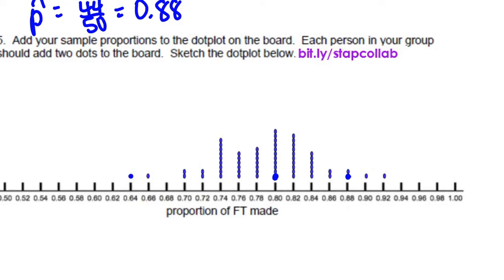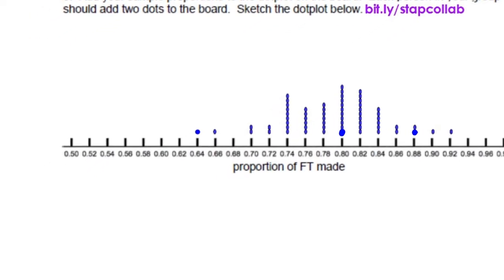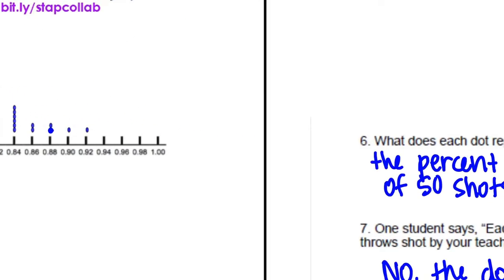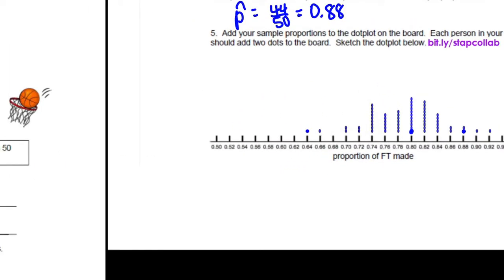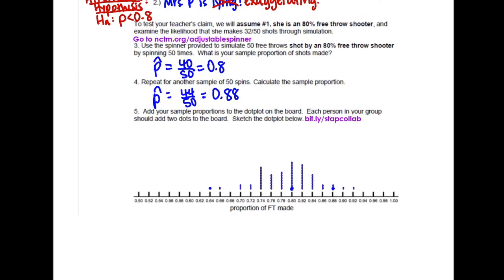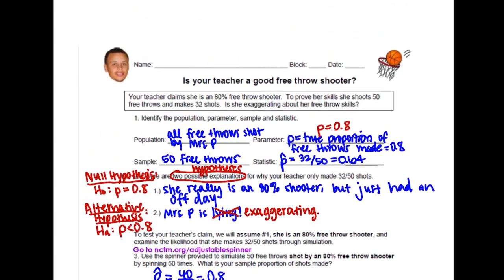And remember, this is what 80% free throw shooters do. I didn't actually make 88%. That was the spinner that got 88% of our successes. All right, once you have that copied down, go ahead and work through questions 6 through, I think, 9. So go ahead and finish the worksheet, and then we will come back together to finish debriefing once you get all that done.